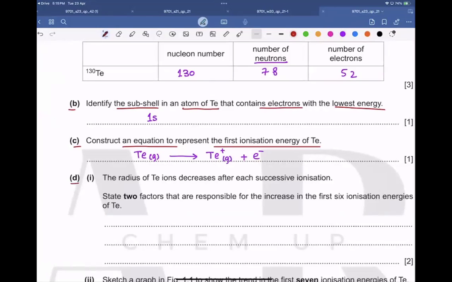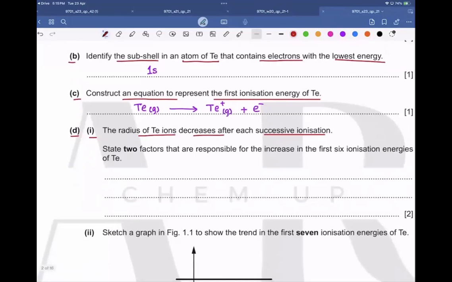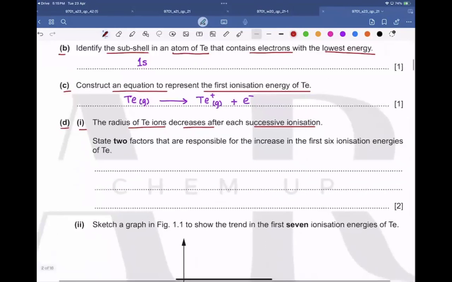Okay, now D1, the radius of the tellurium ion decreases after each successive ionization energy. Obviously, because the electron is lost, the number of protons stays the same. So the net nuclear charge, or the effective nuclear charge, increases. So the forces of attraction get stronger, and as a result, the size decreases.